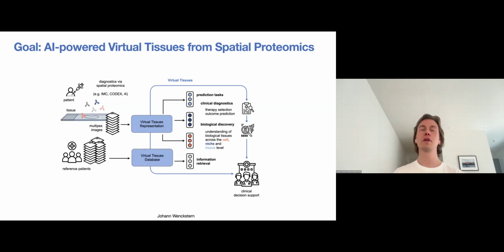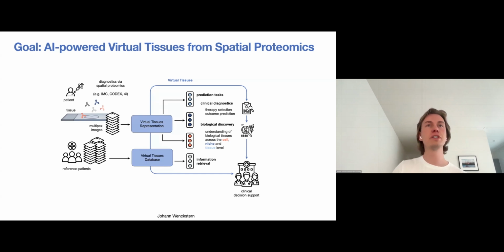And thirdly, our vision is that these representations can ultimately be used to build a database of virtual tissues, so that when a new patient comes to the clinic, their tissue can be imaged and compared to past patients' images and tissues, and then clinical decision-making can be supported by the histories of patients whose tissue is similar to the new patient. This is our general goal with VirTues, what we work towards.